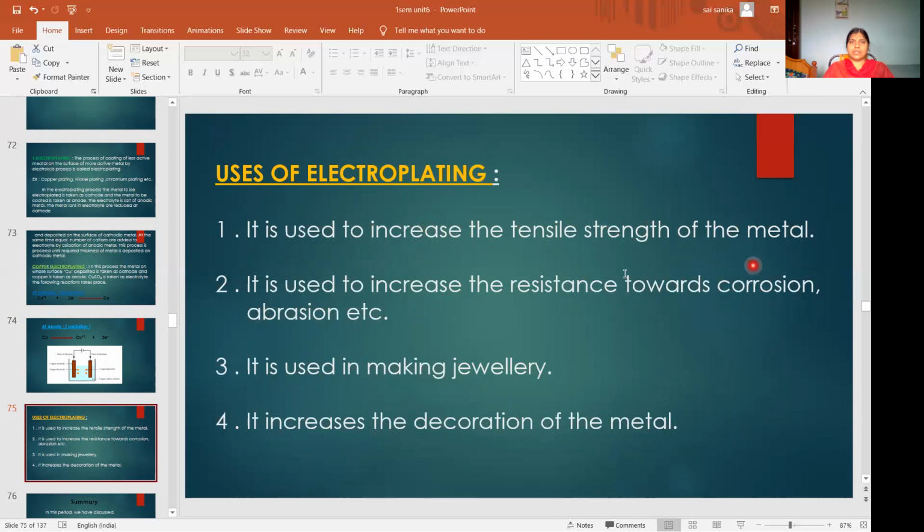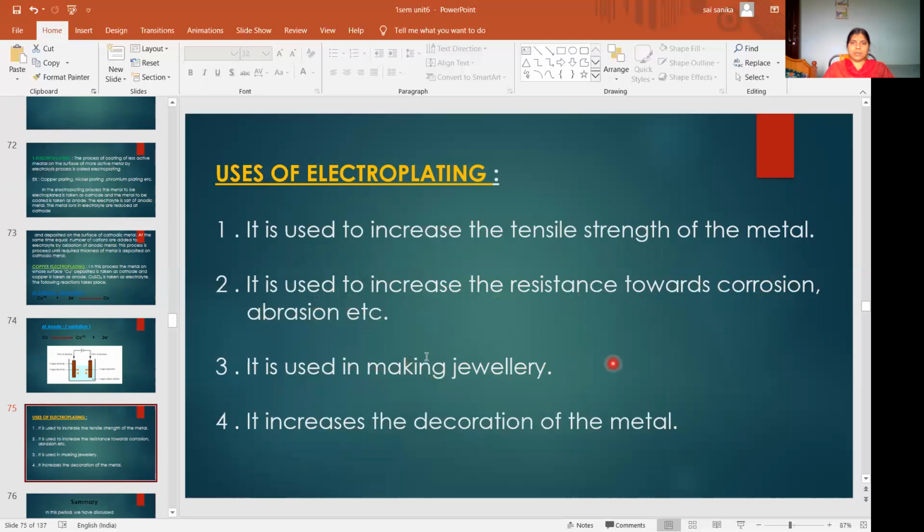So here, generally, electroplating is done for decoration purposes, to prevent corrosion, and to prevent abrasion. If you coat another metal, it will increase the resistance towards corrosion and abrasion. The next use is in making jewelry. Even this electroplating process is used in jewelry.